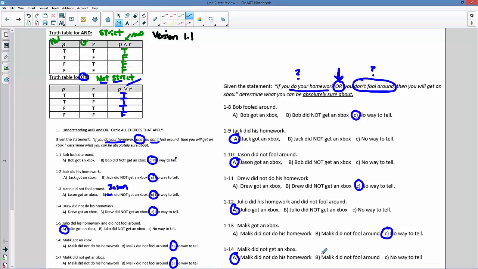And we also know that he definitely fooled around. So this is not true, right? He did. Because had he done what they asked him to and not fooled around, then he would have got an Xbox. We know he did not get an Xbox. So we know that he did fool around, okay? And that's it for 114. Okay, so let's go to the next slide.